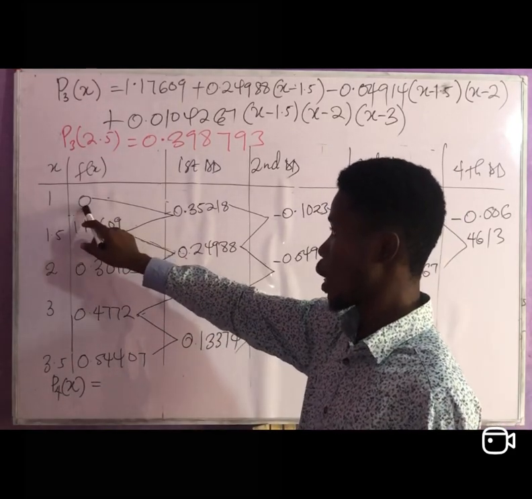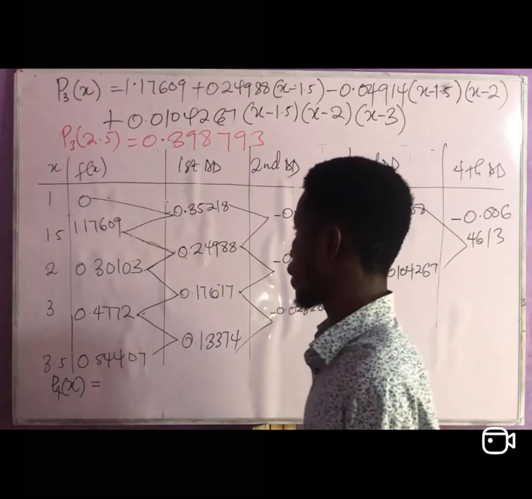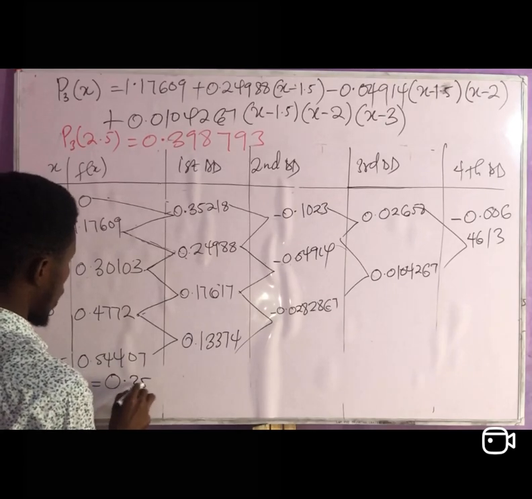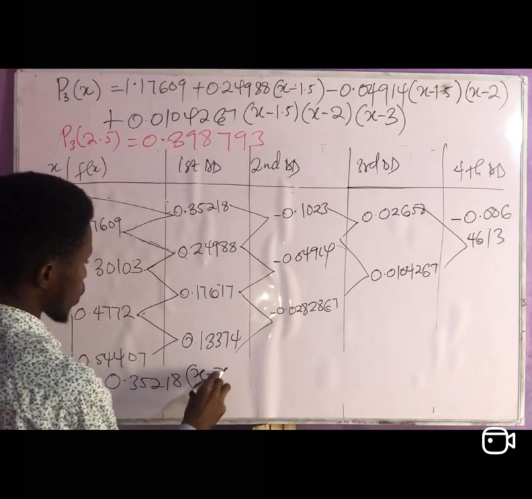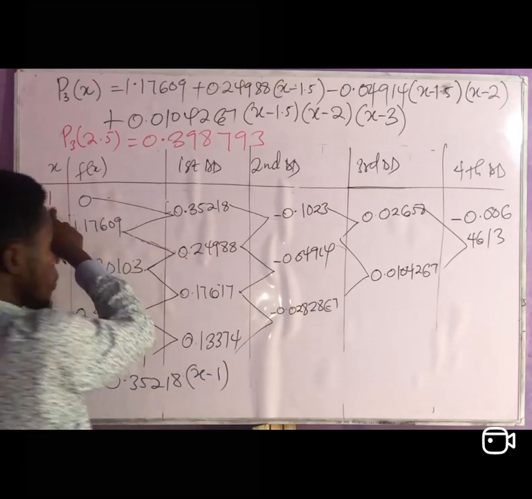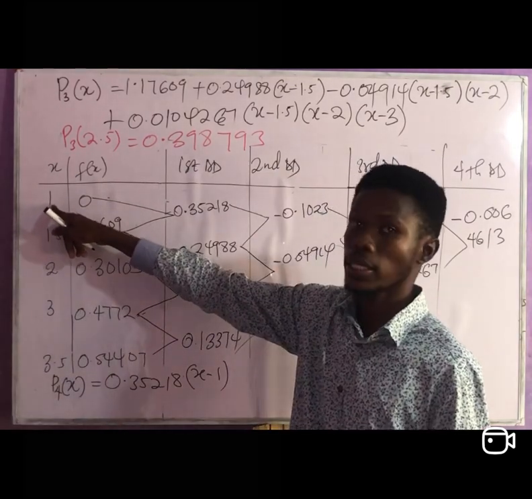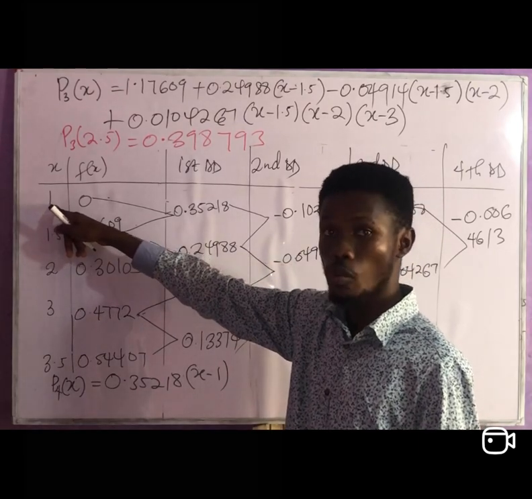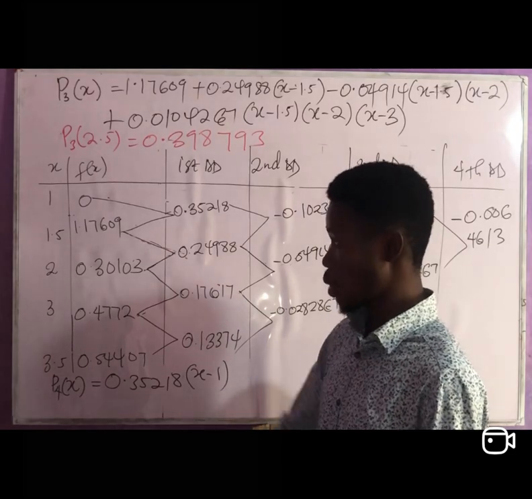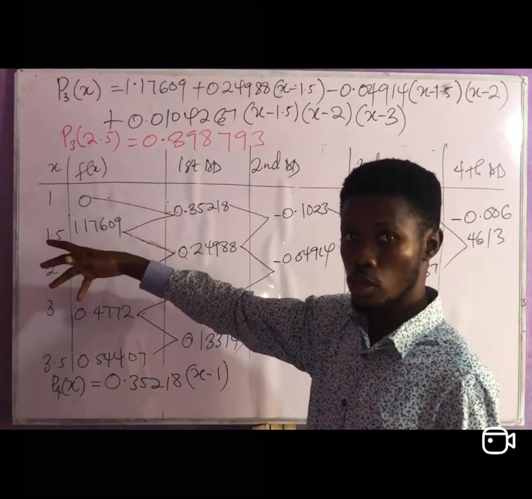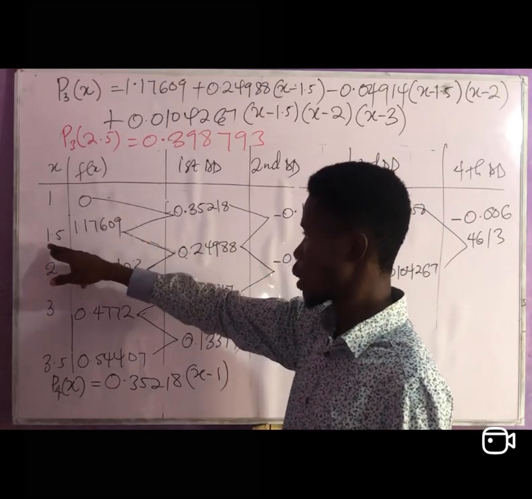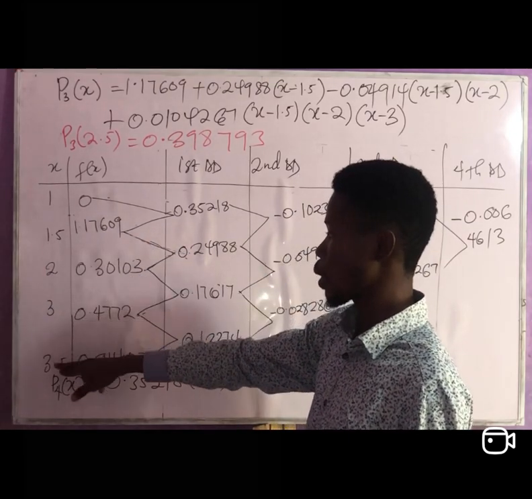So we start from here. This becomes our B naught. But our B naught is 0, so I'll not write it. Then I'll come to B1. So I'll have 0.35218 x minus x naught. But my x naught here is 1. Because we are starting from here, 1. Okay? And why are we starting from 1? Here we have to pick 5 data points, and they are just 5. So all of them are close to the 2.5. So our x naught is this, x1 is that, x2, x3, then x4.